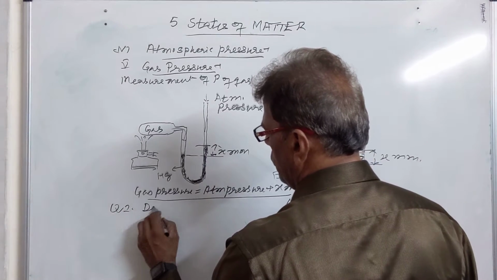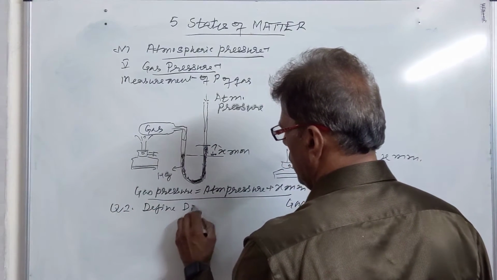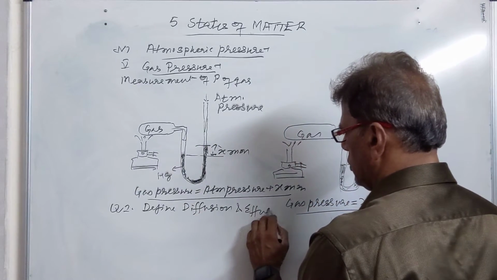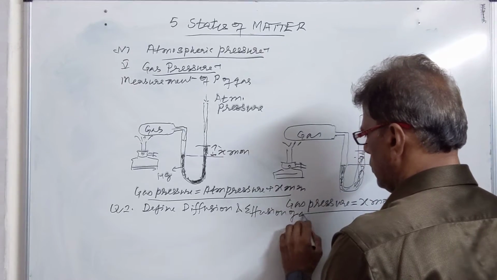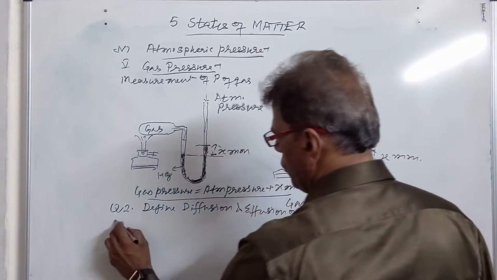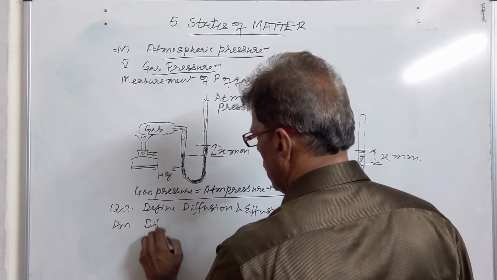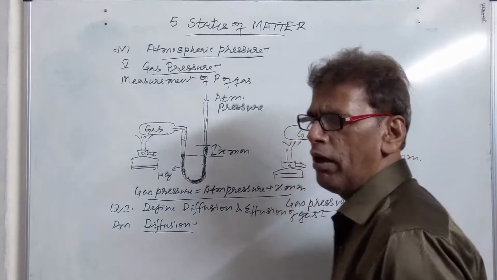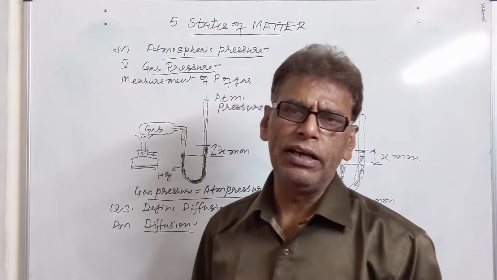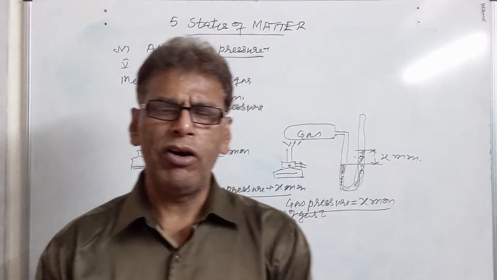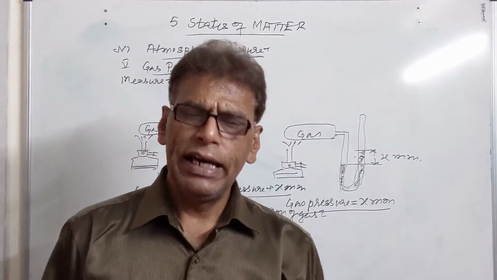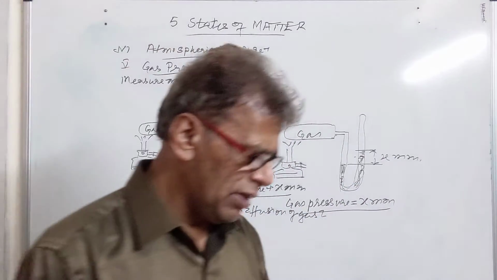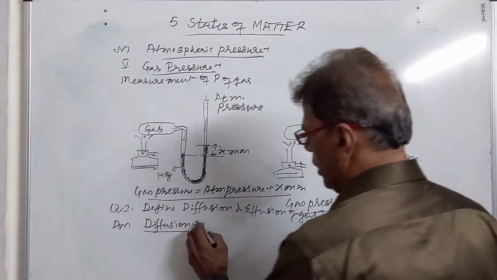Question number 2, define diffusion and effusion of the gas. Now what is diffusion? Any gas that leaks anywhere diffuses in the atmosphere irrespective of its density. So diffusion is the phenomenon of intermixing of the gases irrespective of their densities. Whatever their density, they will get mixed among themselves. This is called diffusion.